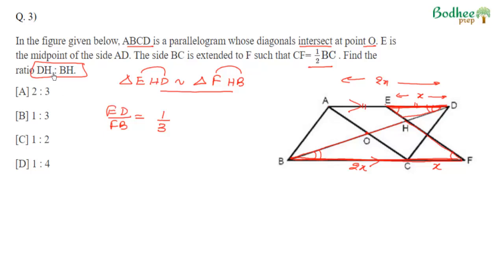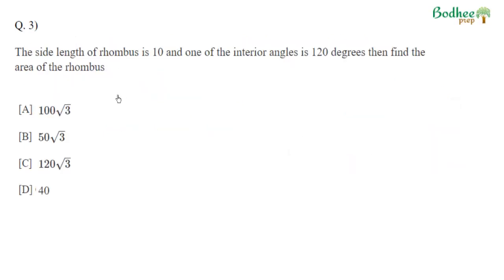Now let us focus on DH. DH is this side, and correspondingly BH is this. So these two will also be in the same ratio. So we can say that DH over BH will also be in the ratio 1:3. So option B becomes the right answer. Simple question should be solved. It may take some time to identify the similar triangles, but once you have identified them, it will be cracked. Now let's take the third question.